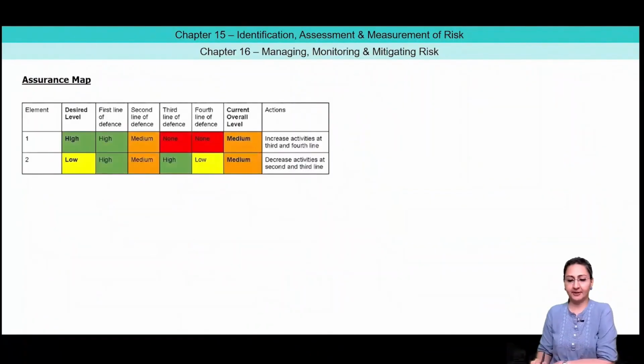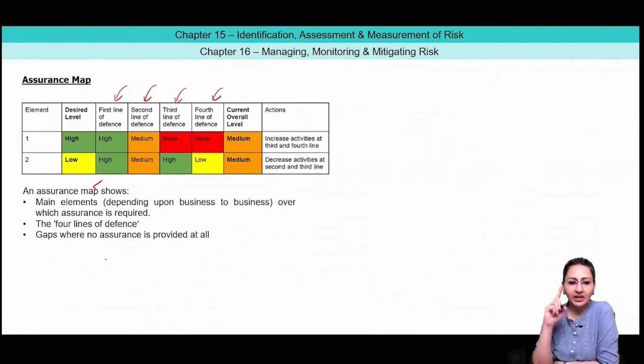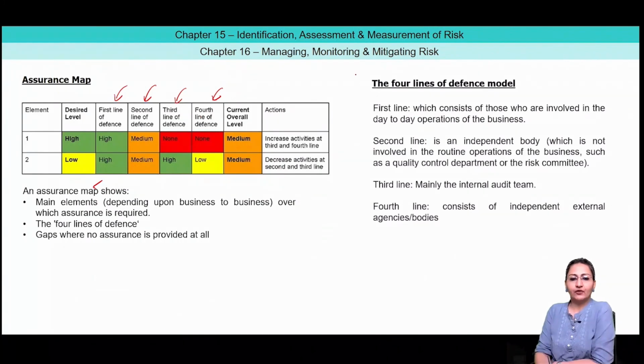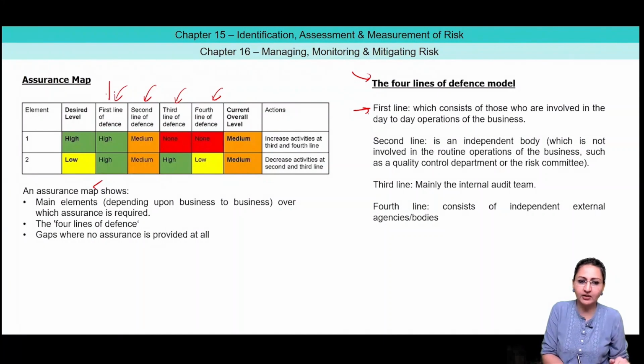Now, assurance map. An assurance map has 4 lines of defense: line 1, line 2, line 3, line 4. In the assurance map, you map which of the lines of defense is working fine. The first line will be the first level, where people are working on a day-to-day basis, your workers who are actually involved in the operations of the business. That's the first line of defense.